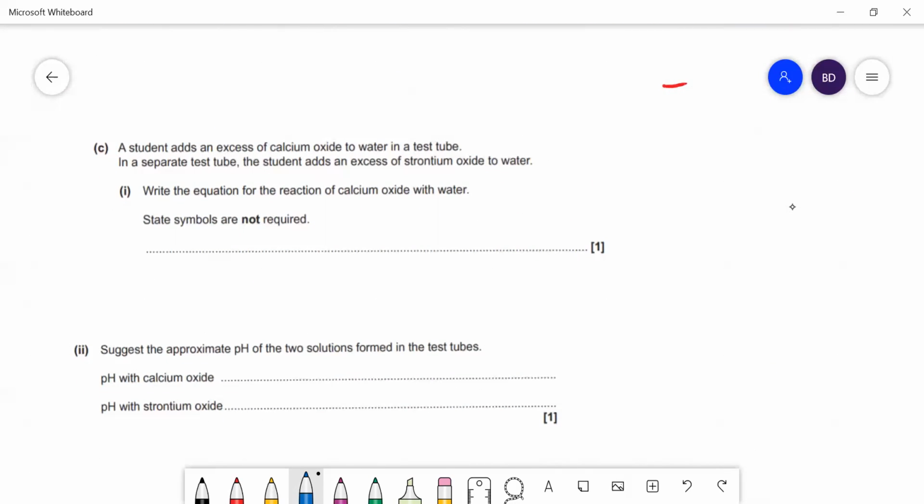Calcium. A student adds an excess of calcium oxide to water in a test tube. In a separate test tube, the student adds an excess of strontium oxide. Write an equation for the reaction of calcium oxide with water. State symbols are not required. Okay, so calcium oxide will react with water to form calcium hydroxide. The reason it's probably not asking for state symbols is that you can't really say aqueous or solid because calcium hydroxide is sparingly soluble.